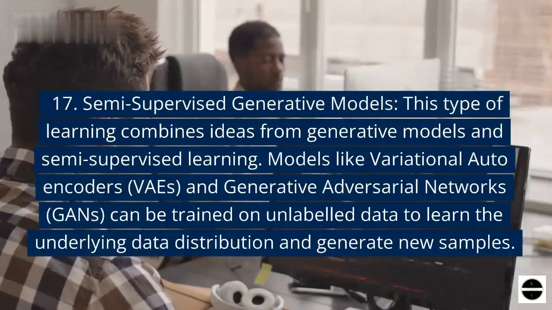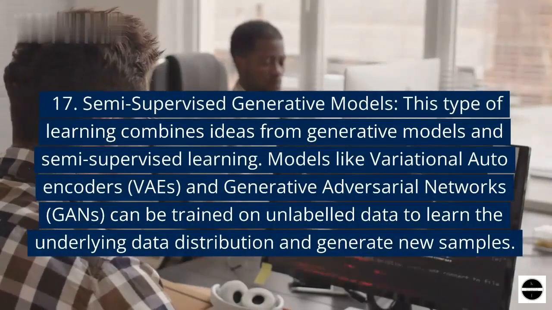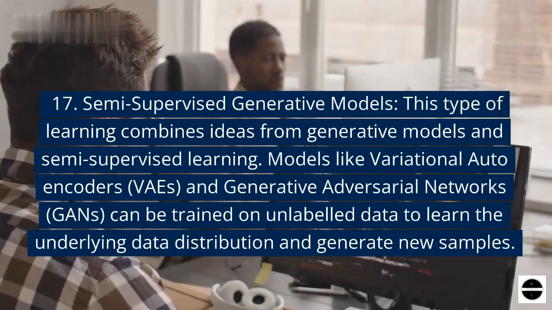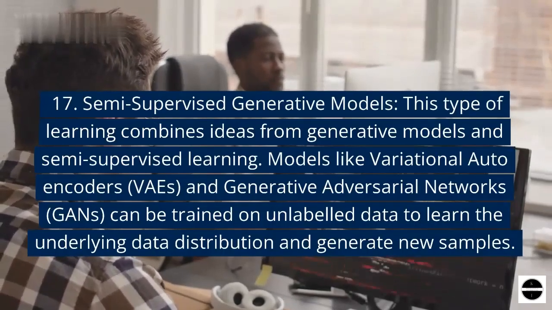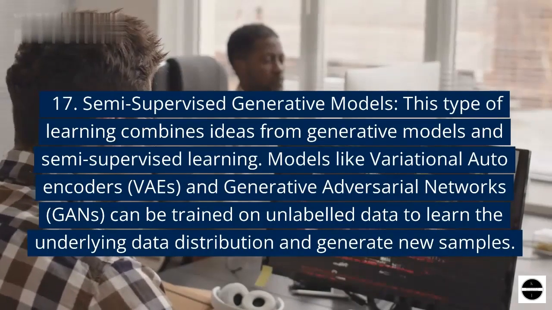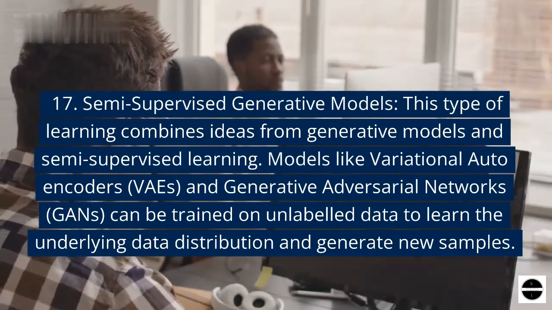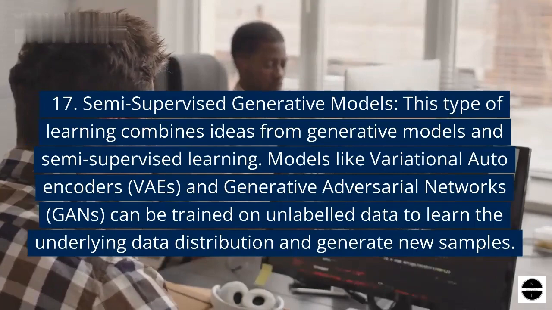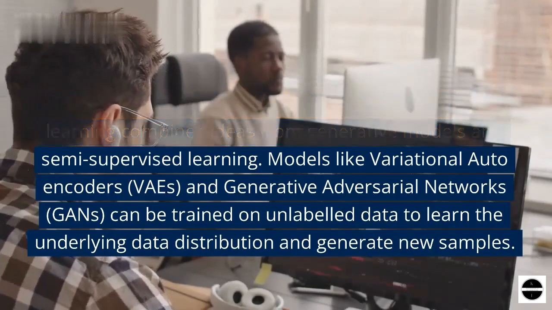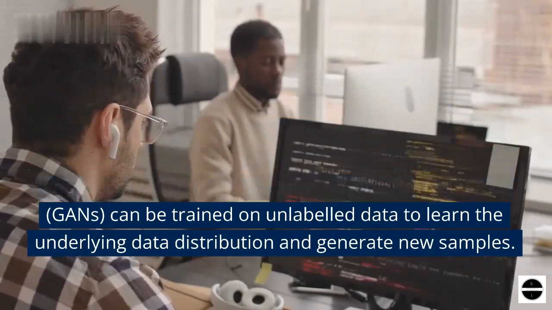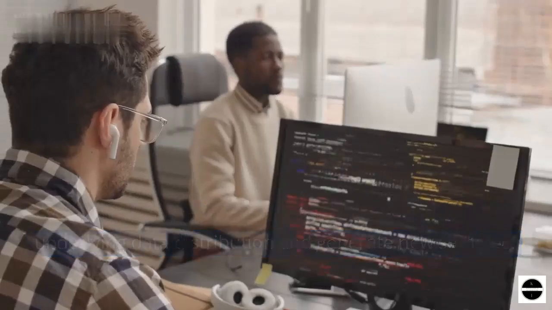17. Semi-Supervised Generative Models. This type of learning combines ideas from generative models and semi-supervised learning. Models like Variational Auto Encoders, VAEs, and Generative Adversarial Networks, GANs, can be trained on unlabeled data to learn the underlying data distribution and generate new samples.